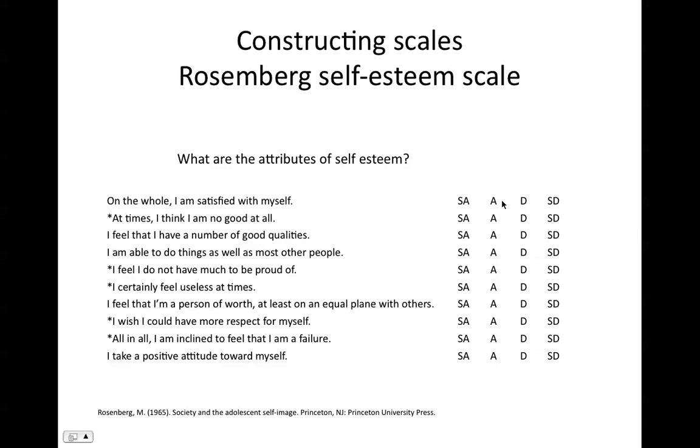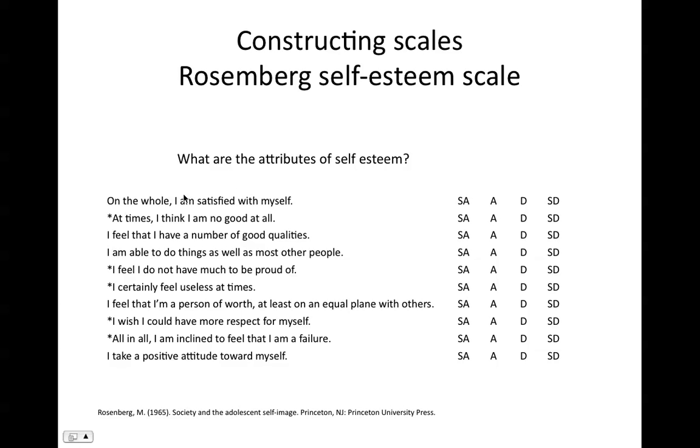My point here is that if you look down the columns, he has strongly agree, agree, disagree, and strongly disagree. This scale has been validated, and it's a very well-designed survey scale. Because if someone were to go through and not want to spend too much time on the survey and simply go down the line of strongly agree and just circle all the answers, we would know right away when analyzing the data that they weren't being truthful. Because simply looking at the first two questions, on the whole, I am satisfied with myself, I put strongly agree, and at times I think I'm no good at all, I put agree.